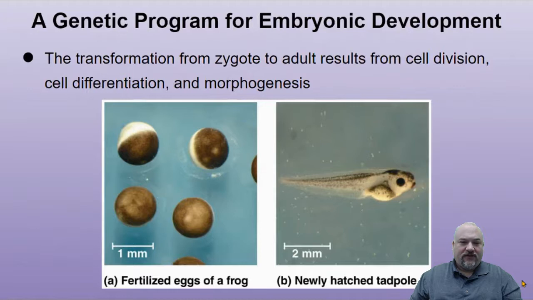So the transformation from zygote to adult results from cell division. Obviously, you've got to get more cells. You've got to differentiate those cells into different types of tissues with different jobs. And then morphogenesis is making sure those cell types are in the right spot so you get the right structure, because morphology is the study of organismal structure.